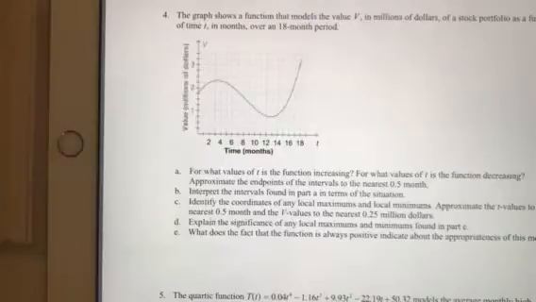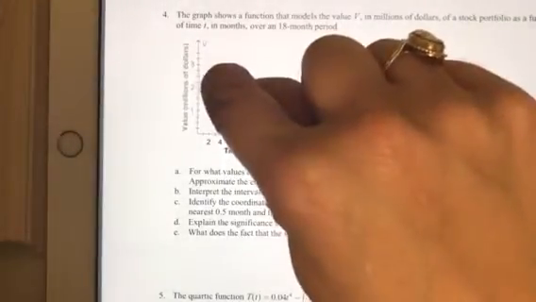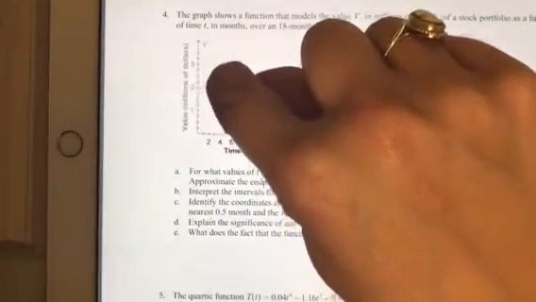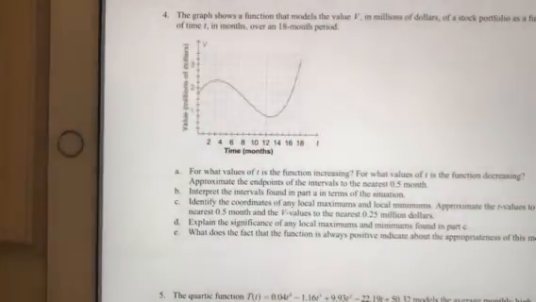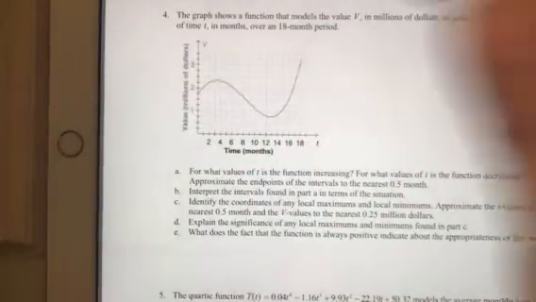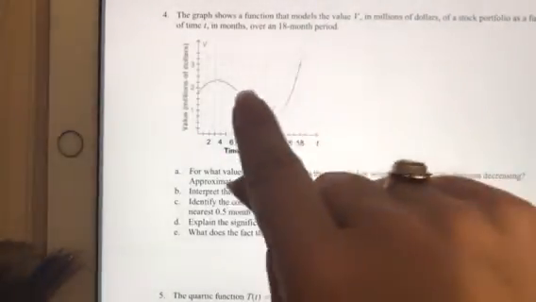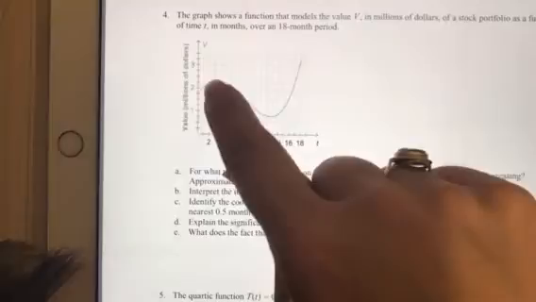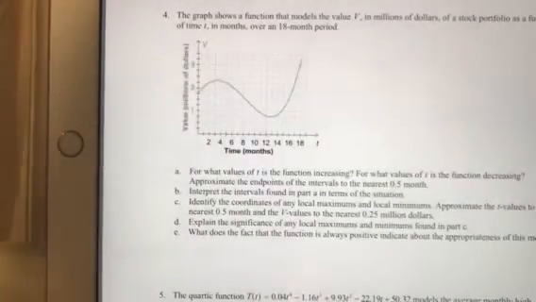Approximate the t values to the nearest half month and the v values to the nearest 0.25 millions of dollars. So I'm going to draw a dot right here. If you really want to get technical, that's probably 3.5 months. I would call that a maximum. It's a peak. And it peaked somewhere between 2 and 3, that's a quarter. I'd say 3/8. So 2 3/8 millions of dollars.